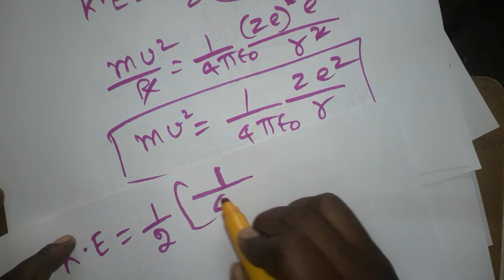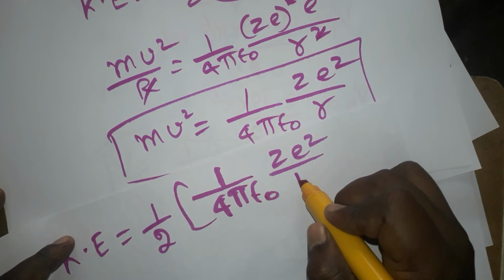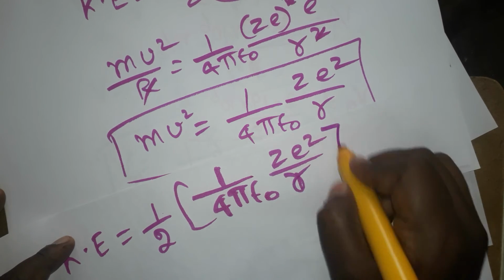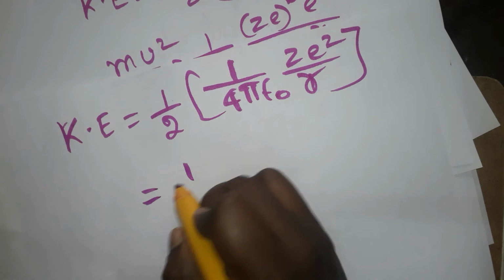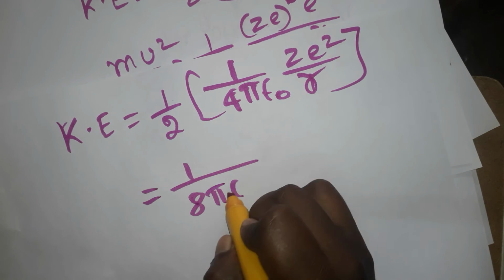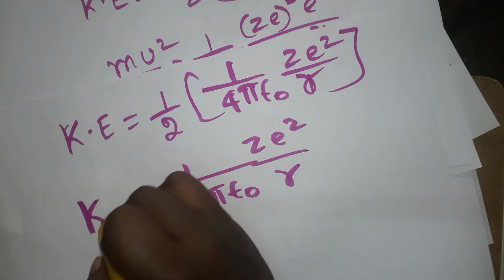Now I got 1 divided by 4 pi epsilon naught z e square divided by r. Whether it is small r or capital R, it is the radius of the orbit only, the orbital radius. So kinetic energy is 1 divided by 8 pi epsilon naught z e square divided by r. So this is called kinetic energy.